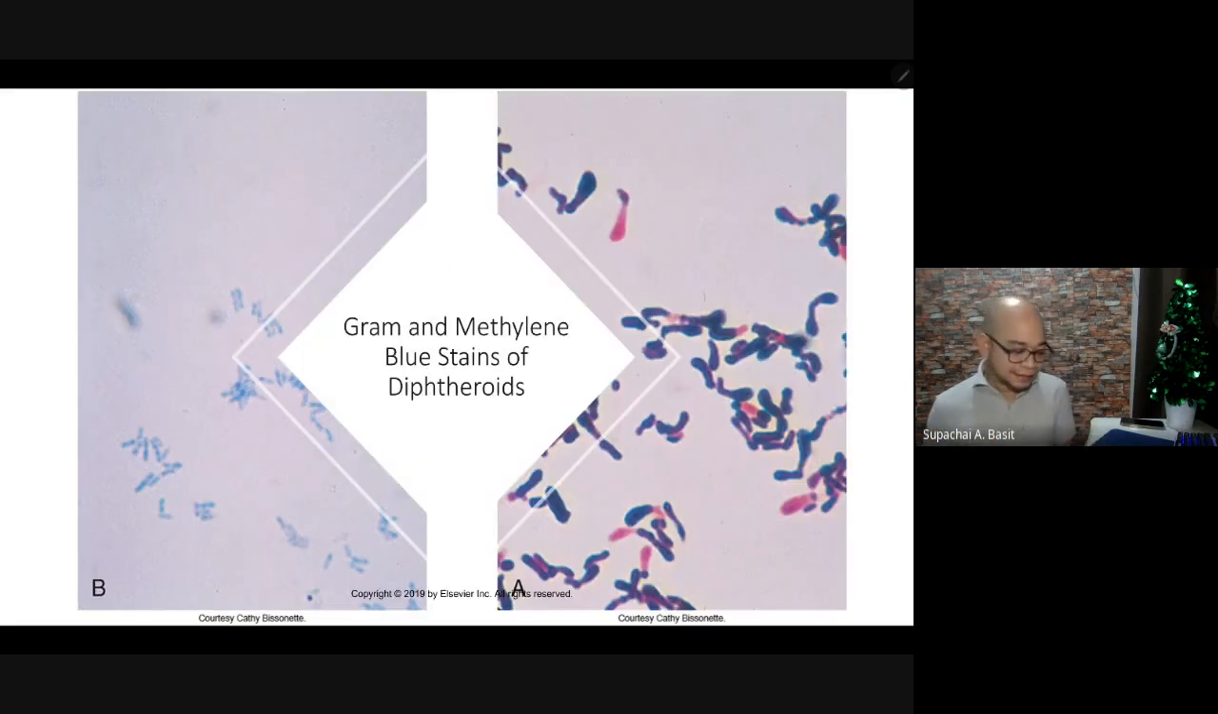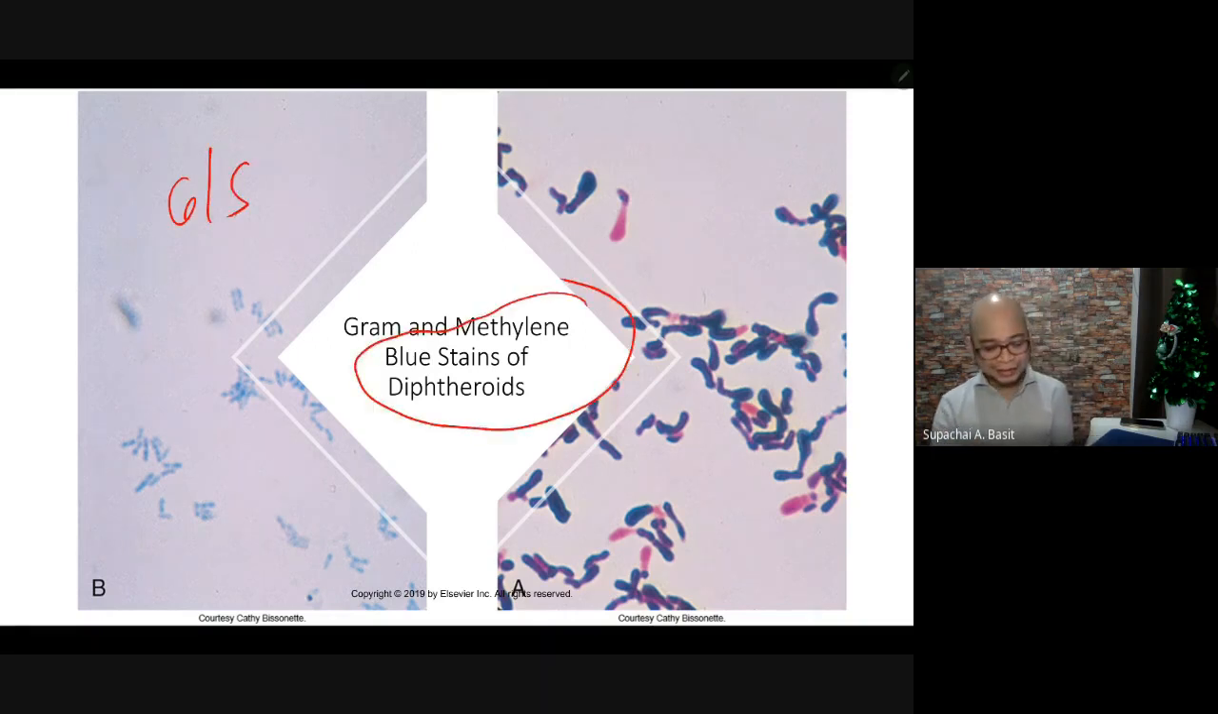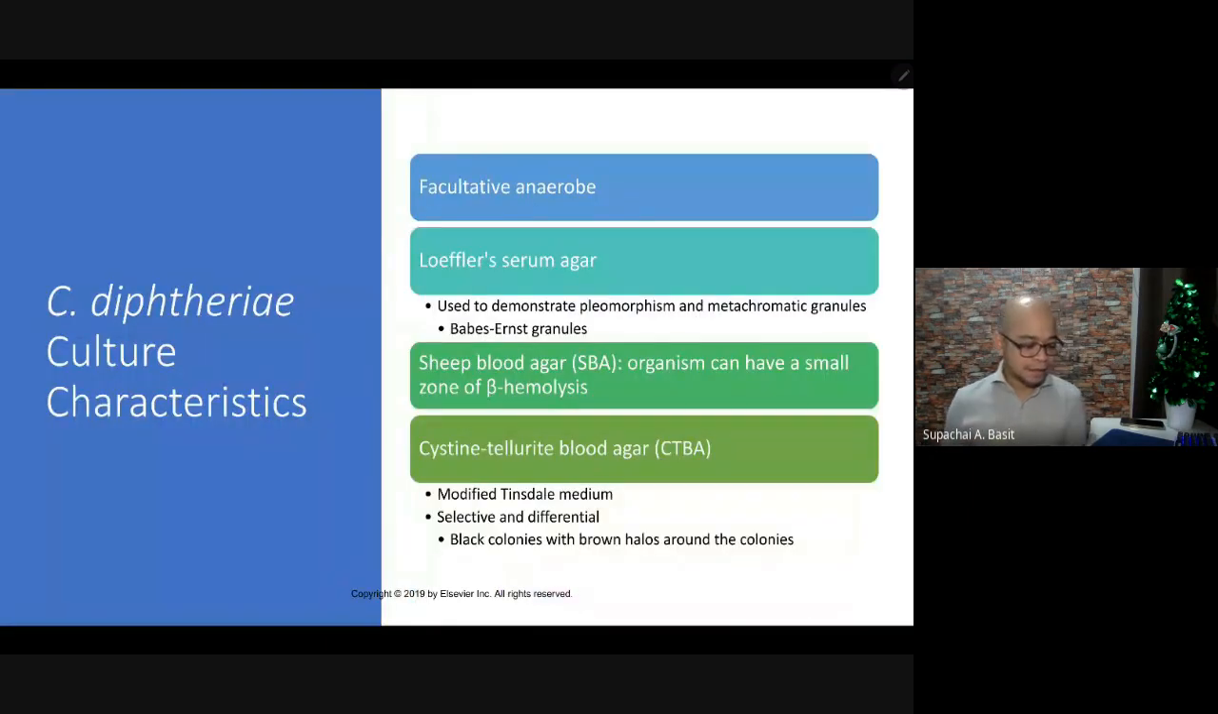Okay, so again, this is the Gram stain, and this is the methylene blue stain of the diphtheroids. Very intense metachromatic granules are obvious in this particular type of stain. So let's talk about how we culture Corynebacterium diphtheriae.